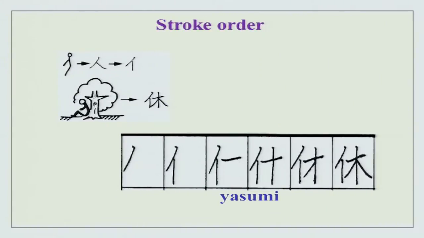And there is yasumi for you, a man sitting under the tree and relaxing. So this is how yasumi is made. Please remember this stroke order.